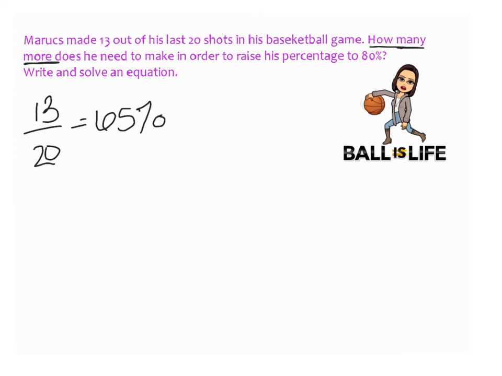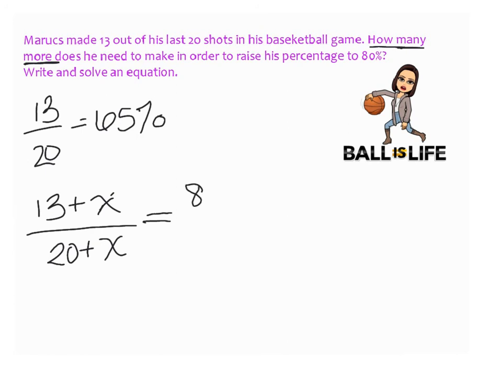Because when I'm setting this up, I'm going to say I have 13 baskets now, and I want to add some more. But when I do that, I'm also going to add more to my total shots, right? So if I take one more shot and made it, I'd be at 14 out of 21. Or if I didn't make it, I'd be at 13 out of 21. So I want to add to both my made shots and my total shots. And in the end, I want this to be 80%.